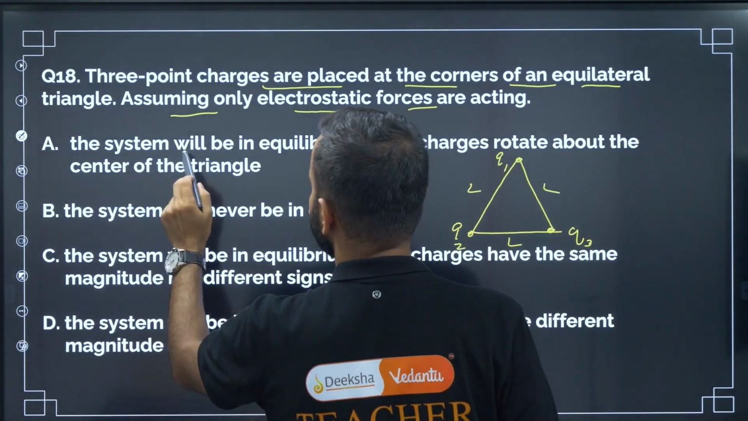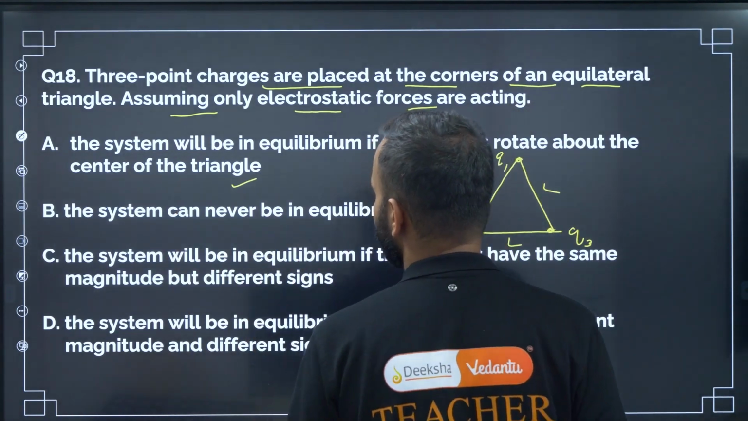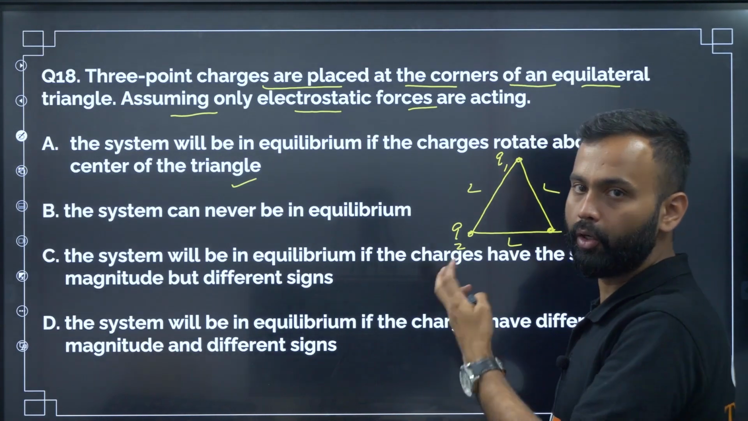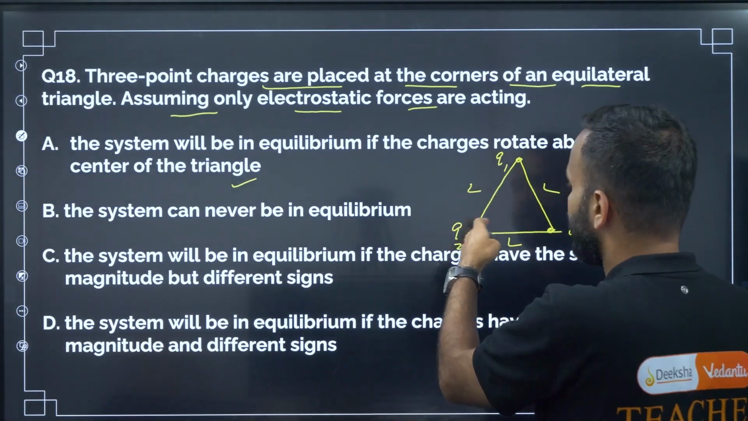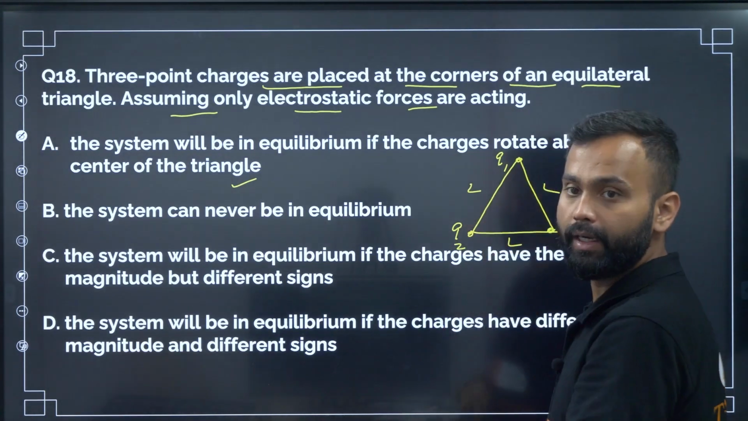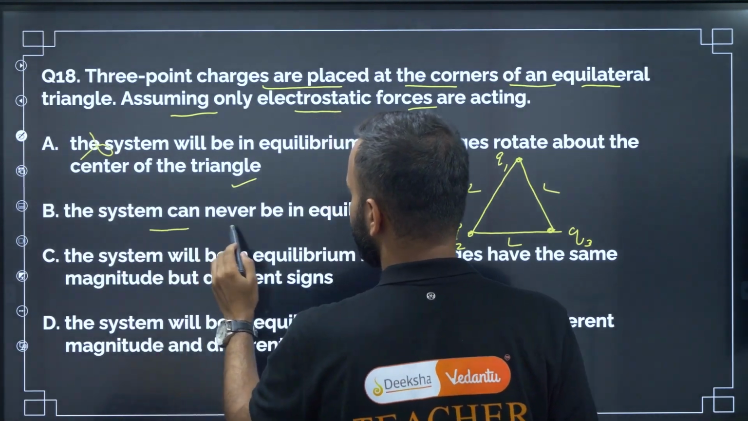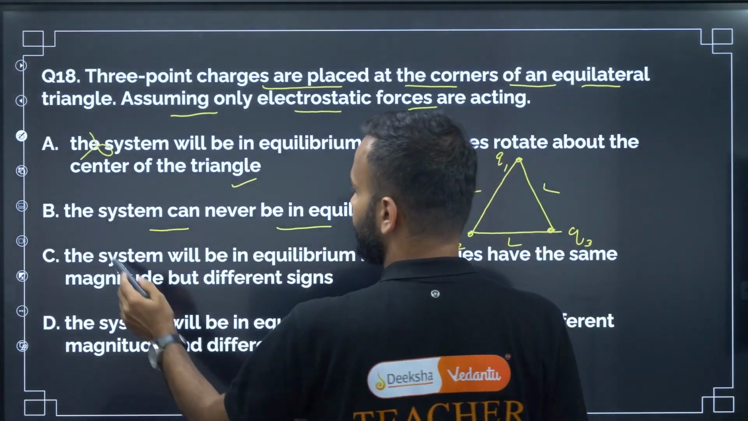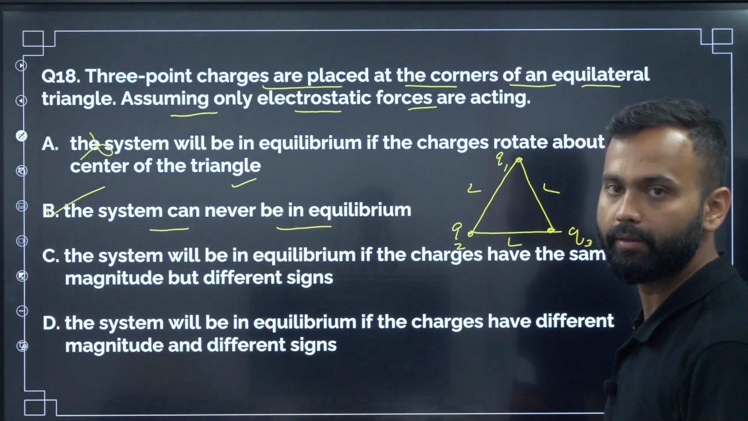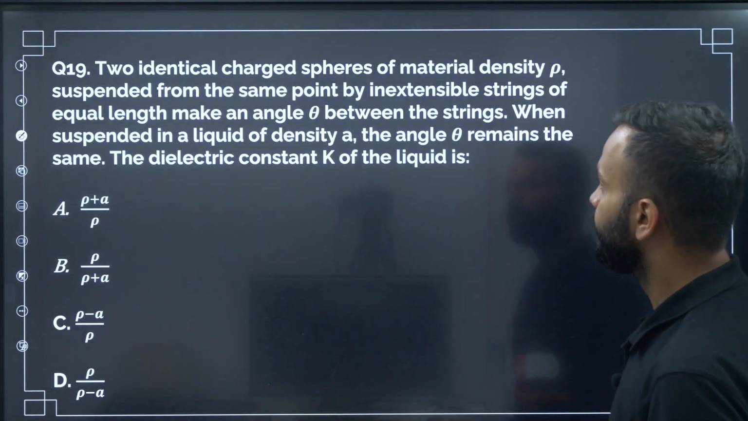Option A says the system will be in equilibrium if the charges rotate about the center of the triangle. Here the system will not be in equilibrium. It cannot be in equilibrium if the charges are placed at the corners of the equilateral triangle. So option A is wrong. Option B, the system can never be in equilibrium. Correct. So option B is the correct answer. Next question, question number 19.